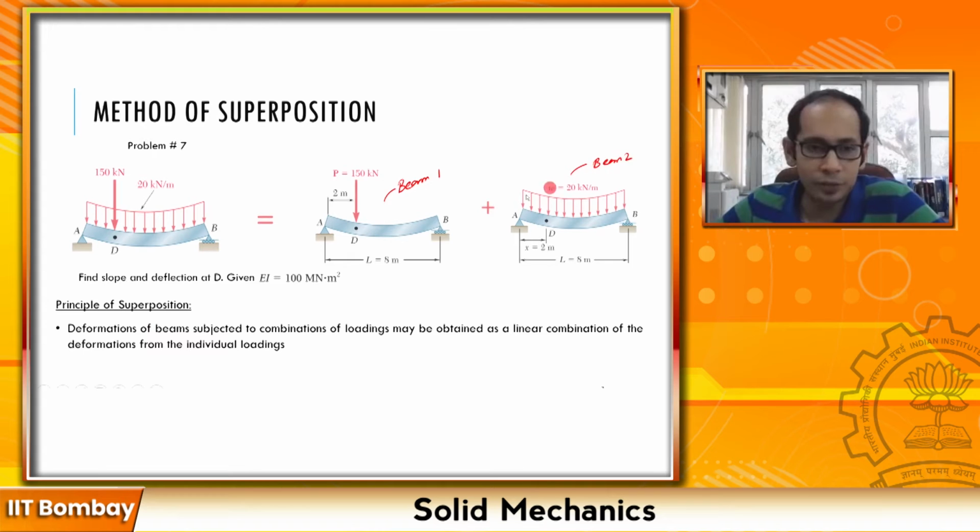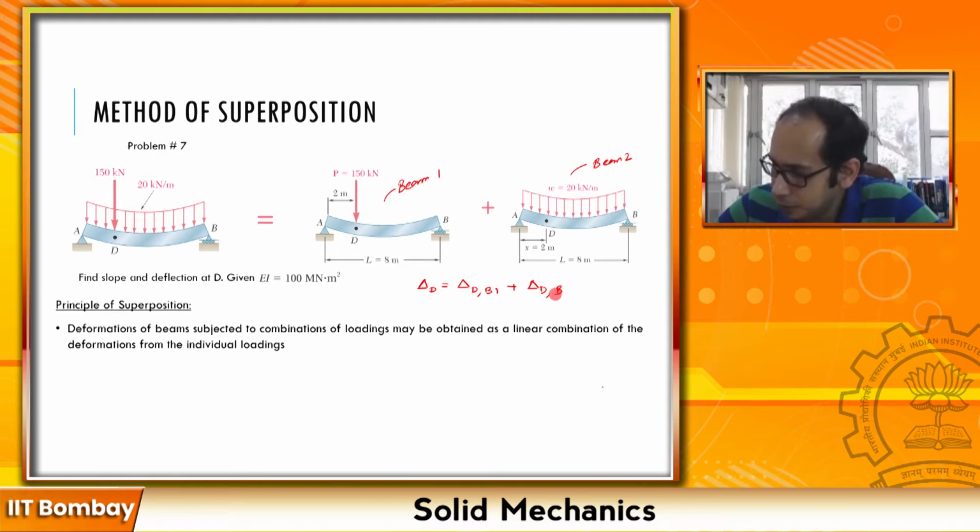So one of the things that you have to find is the deflection at D. Your total deflection at D will be equal to the deflection at D for beam 1 plus the deflection at D for beam 2. This is essentially your principle of superposition. That's what you are applying over here, right? So you are finding the total deformation or the total slope as a consequence of these two things.